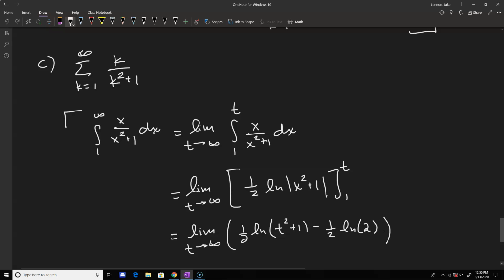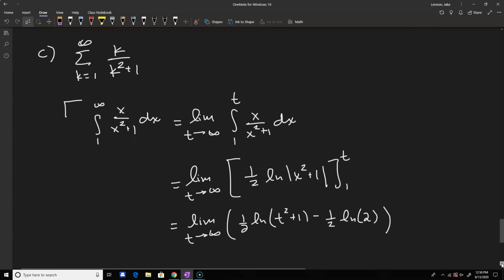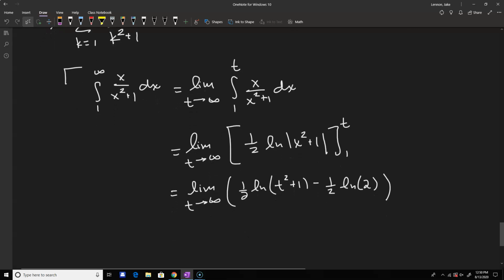And we know that this is clearly going to diverge because the natural log of an ever-growing quantity is going to diverge. So this equals infinity. So our series diverges by the integral test.